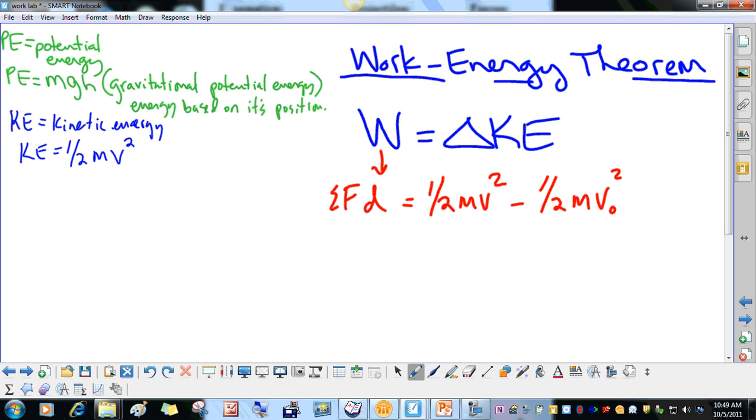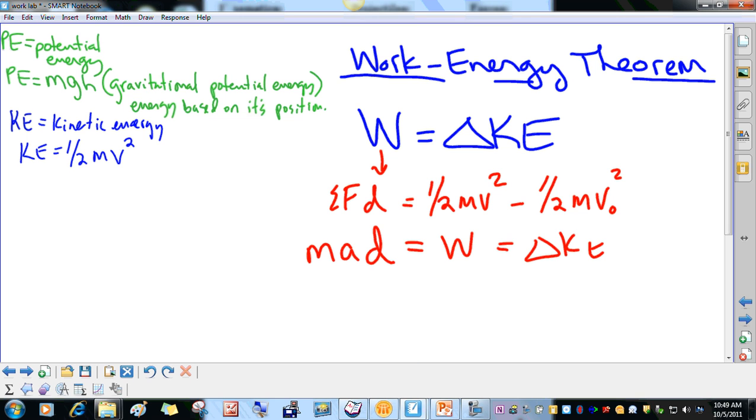Let me go ahead, Josh. Yes. And then you can actually just say, well, if F equals ma, then we're saying mad equals work. So work is mad, or work equals delta KE. So if you incorporate acceleration, you can do that. Or maybe acceleration becomes v minus v naught over t. Plug that in. Factor out m's. You can do all kinds of stuff.